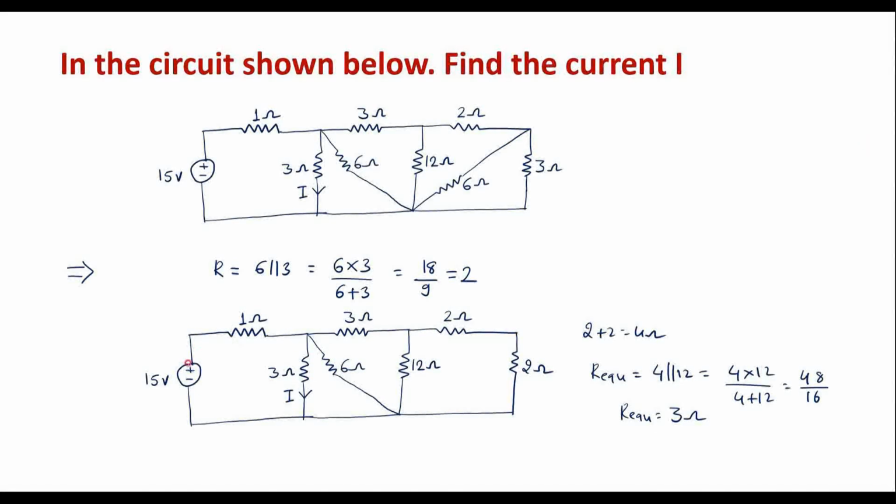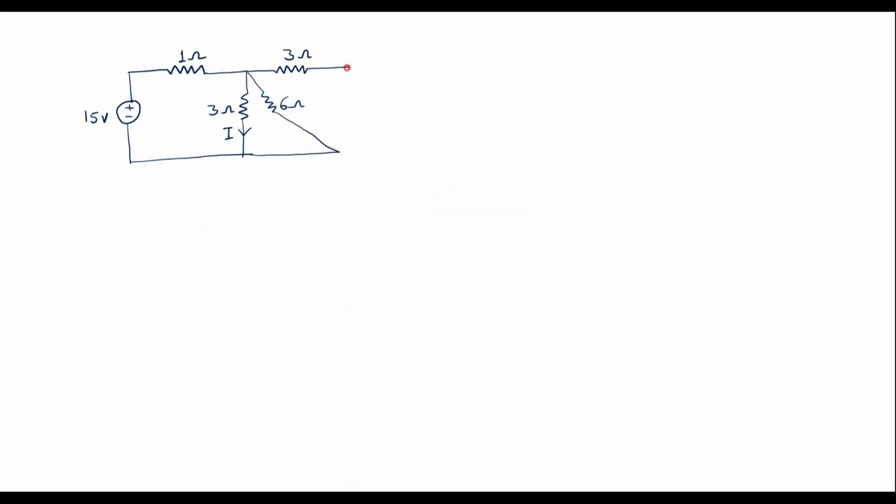So here the remaining part I will draw as it is. I will replace this 12, 2 and 2 by a 3 ohm resistor. So here we are supposed to connect a 3 ohm resistor. So this is 3 ohm. Now here we can observe that this 3 ohm and this 3 ohm are in series. That combination will again come in parallel with the 6 ohm resistor. So I can write here 3 plus 3, these two are in series, that is 6 ohm. So this 6 ohm and this 6 ohm are in parallel.